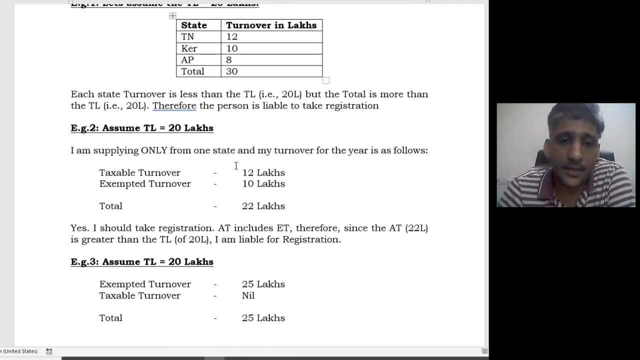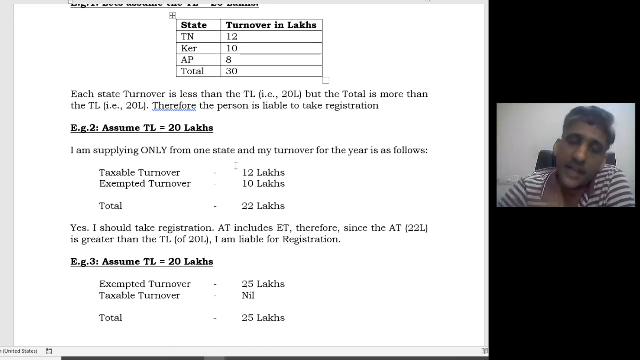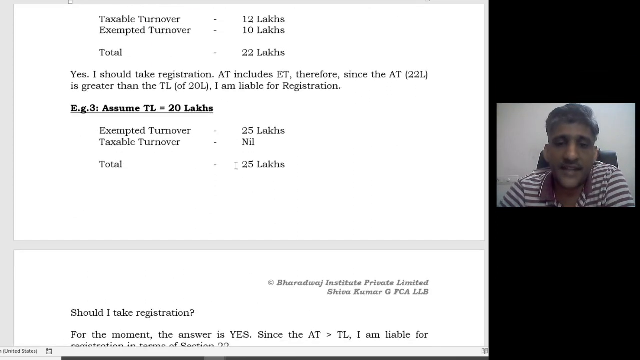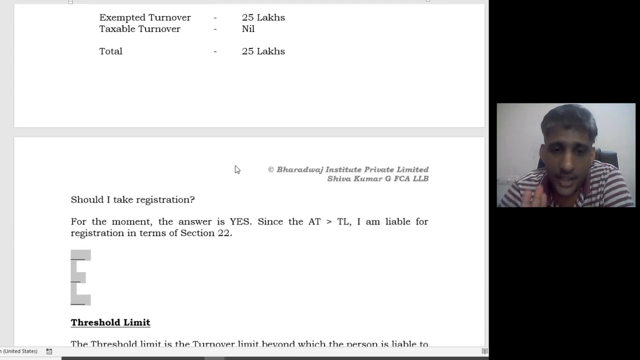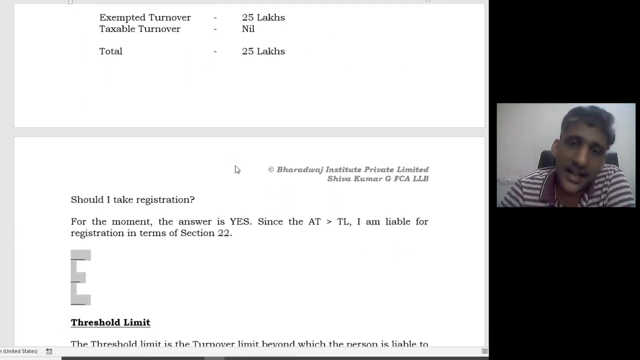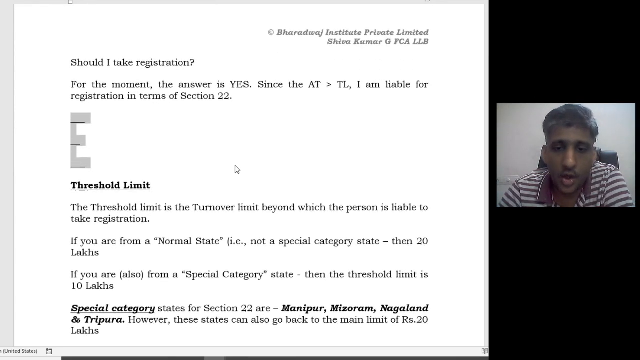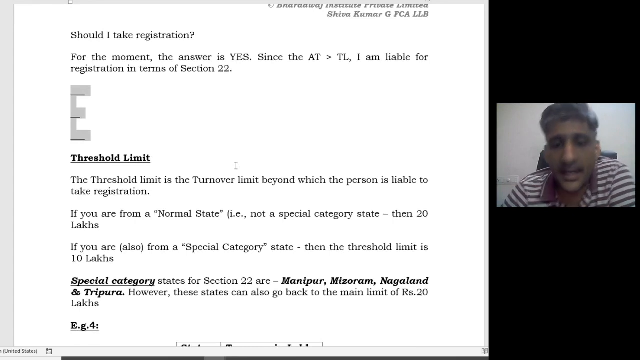Then we said taxable and exempt should be seen together, not separately. Then we said if my entire turnover is only exempt, should I take registration? We said under section 22 the answer is yes. Under section 23 the answer may change. How does it change? We will see it in the next video. And how to calculate threshold limit, which is slightly complicated.